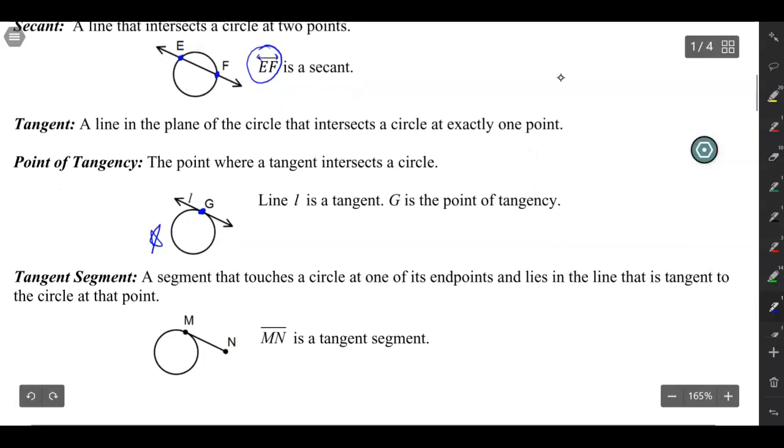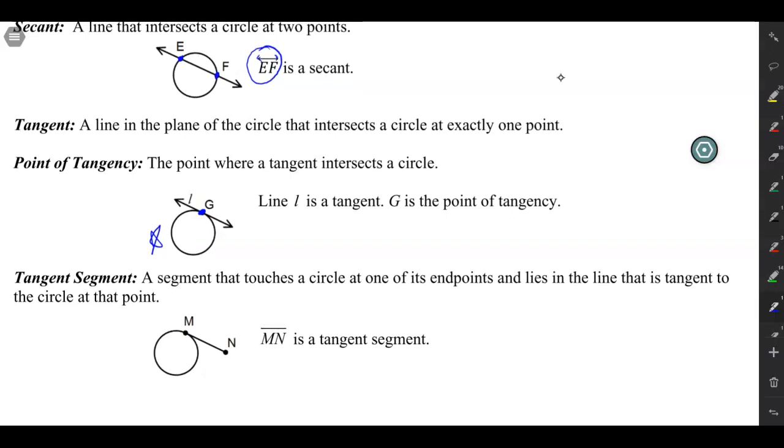We can also talk about a tangent segment, which would be a segment that touches a circle at one of its endpoints and lies on a line that's tangent to the circle at that point. So basically it means that you took a tangent line, maybe I'll just draw one in dotted blue, and you just took a section of it. So MN is like a section of a tangent line. We call that a tangent segment. And again, note that when I'm talking about segments, the symbol I use is just a horizontal line over the 2 endpoints of the segment.